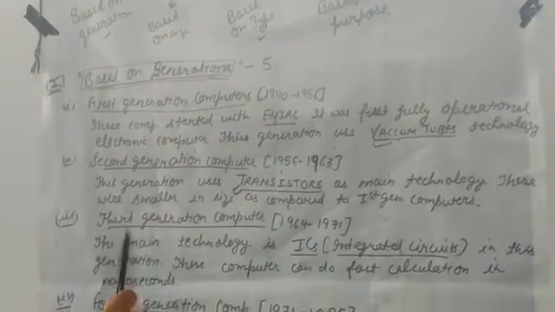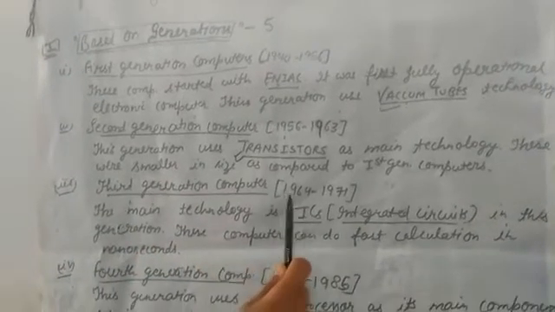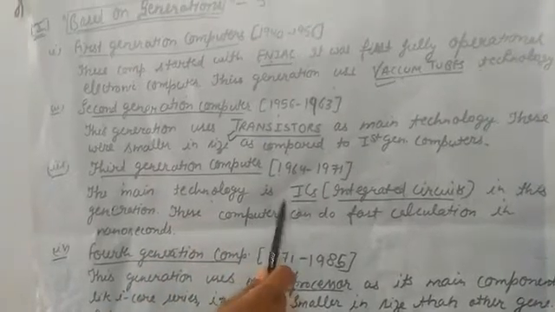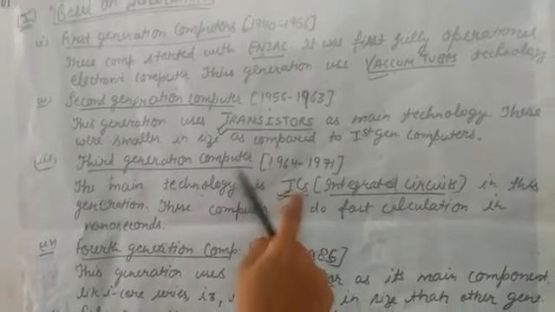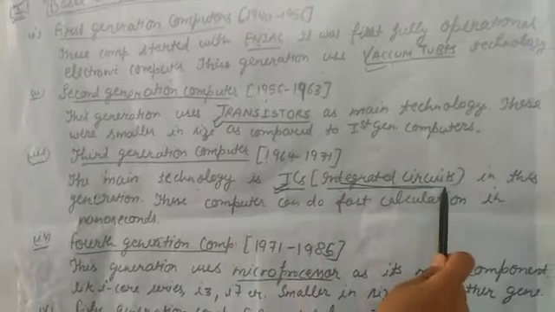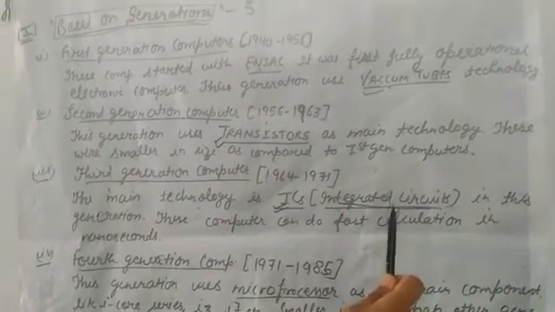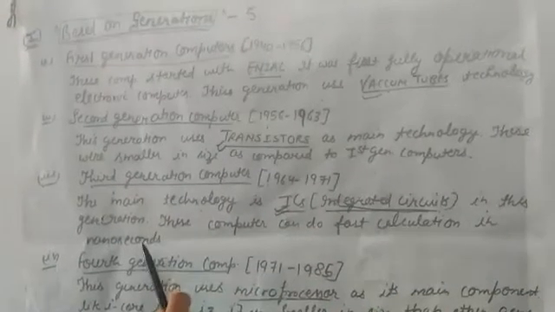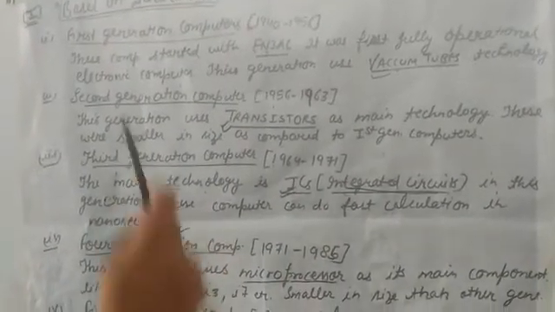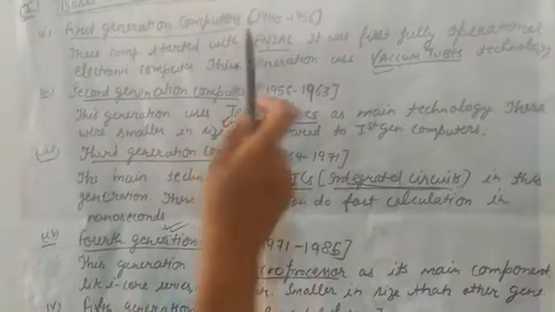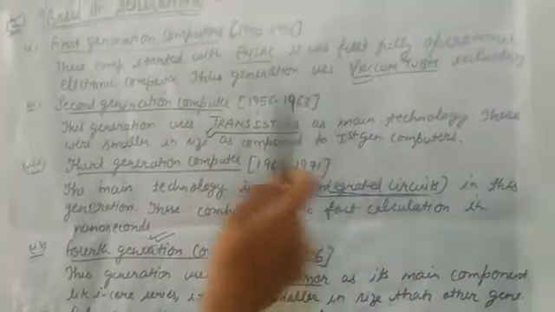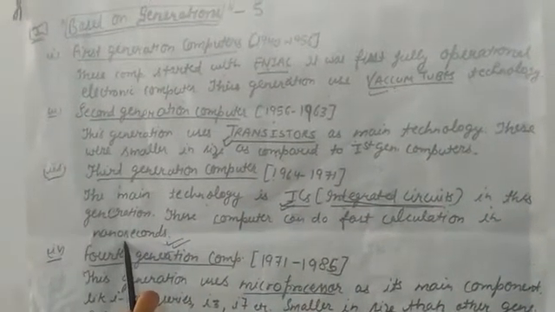Now come to the third generation. Third generation exists from 1964 to 1971, and the main technology of this generation was ICs. ICs stands for integrated circuits. These computers can do faster calculation in nanoseconds, whereas first generation computers do it in milliseconds, second generation do it in microseconds, and third generation do their work in nanoseconds.